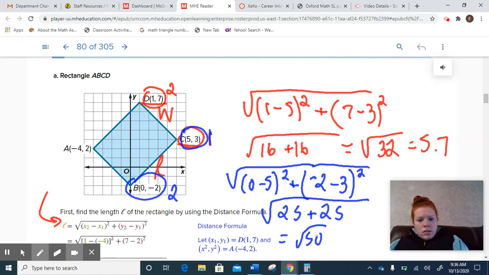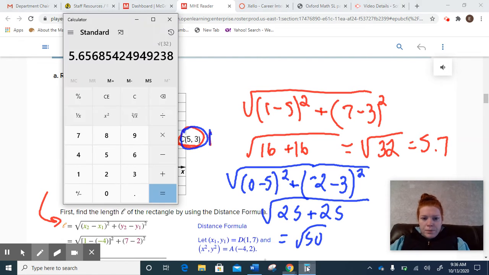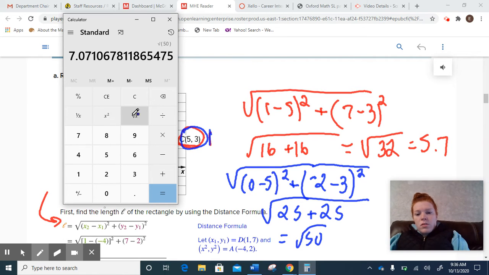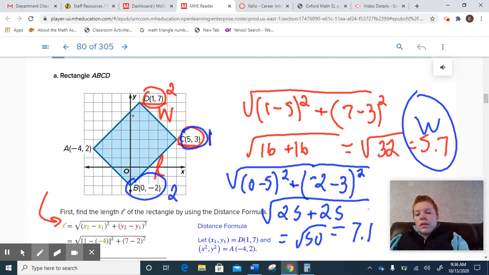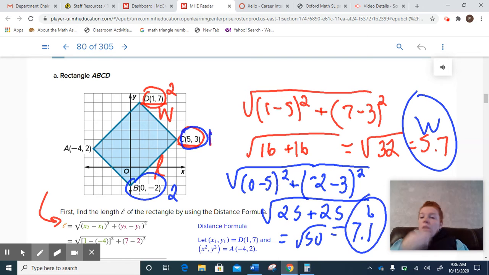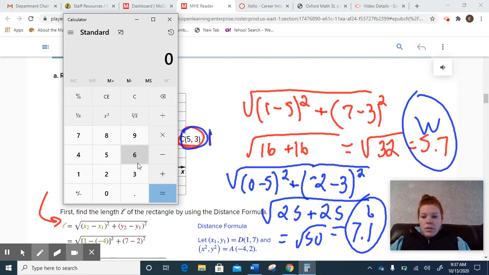Which is in the calculator, square root of 50. Let's go 7.1. It's going to be kind of rounded. Okay, so this is the width, and this is the length. I'm going to add up 2 lengths and 2 widths for the perimeter, and I'm going to do length times width for the area. So let's do that with this calculator.